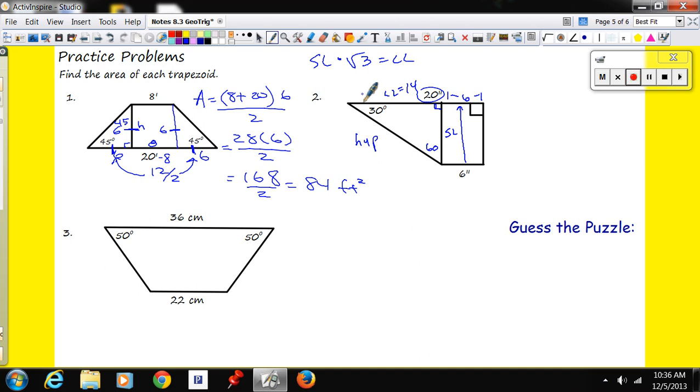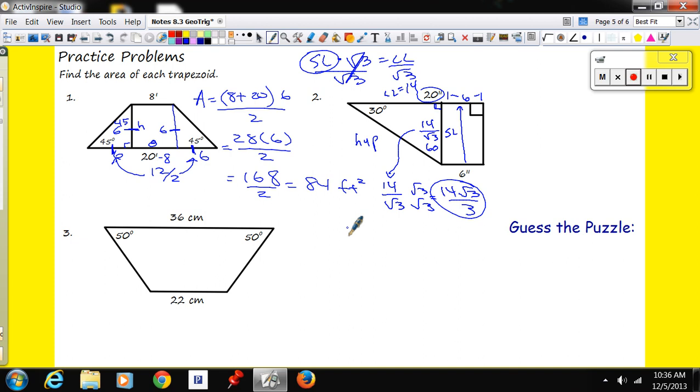I need to go backwards and get my short leg. How do I get short leg by itself this time? Divide by radical 3. So your short leg equals your long leg divided by radical 3. My long leg is 14, I divide it by radical 3. 14 over radical 3 is not really allowed though. And what do I do to get rid of that radical from the bottom? Times both sides, top and bottom, by radical 3. 14 radical 3 over 3 is actually our height.